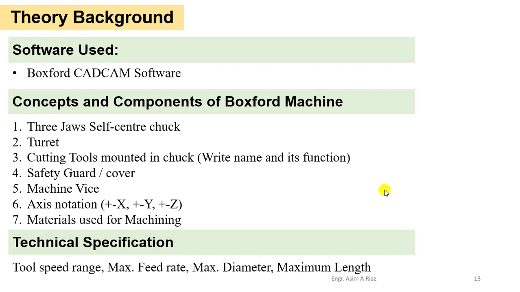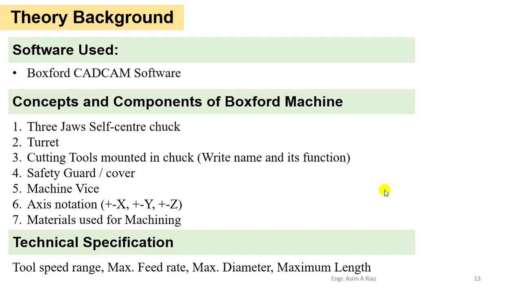Third is the cutting tool mounted in the chuck. You have to note the name of the tools that are clamped in each slot, slot number 1, slot number 2, up to slot number 8. Safety guard or safety cover or protection shield has an interlock switch. When you close the lid, that switch engages and the machine will start operation. Otherwise, if the lid is open, then the machine will not do any operation. So it is important to engage the interlock switch for starting any operation.